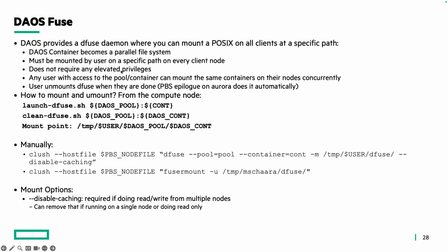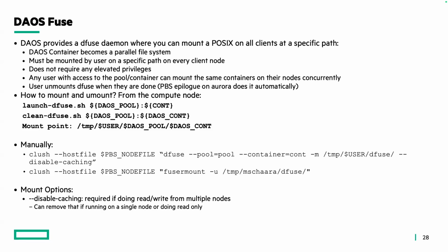As I said, DAOS provides this dfuse daemon where you can mount a POSIX container on all the clients at a specific path. Once you do that, your DAOS container becomes essentially a parallel file system like Lustre, GPFS, or anything. So when you start, you get your compute node allocation. You have to mount your container on every client node where you want to access that path from. This is all in user space, so you don't need any elevated privileges to use the mount command.